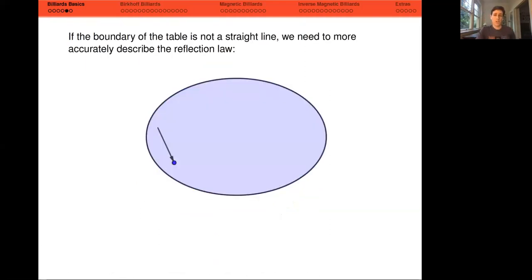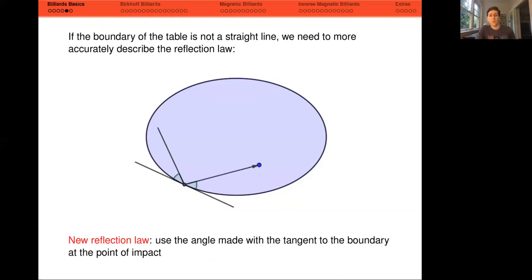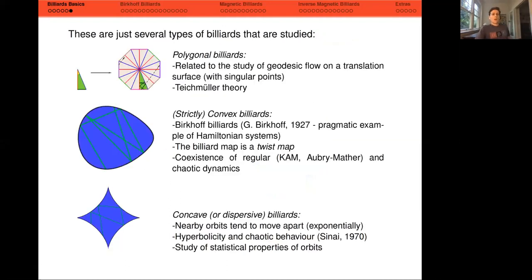So in the case where we do have a sufficiently smooth boundary, the reflection law needs to be changed a little bit. Once we get to the point of reflection, we want to draw the tangent line to our billiard table and then measure the angle that our incoming velocity vector and outgoing velocity vector make with the tangent at that point. And so from that previous slide, if we have boundary curves of our table with cusps or corners, then this is where we run into some trouble. So there are lots of different types of billiards that we can discuss.